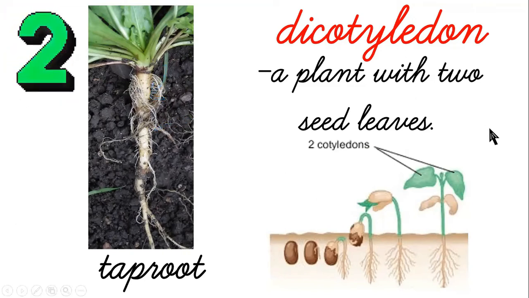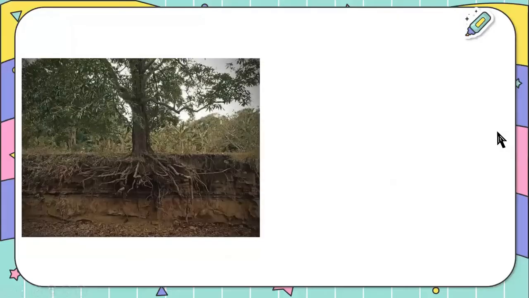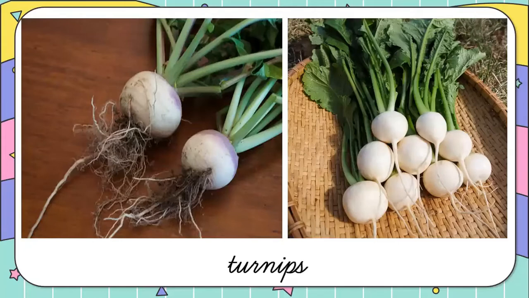Now here are some examples of plants with a taproot system. First, we have a mango tree, cabbages, and turnips.